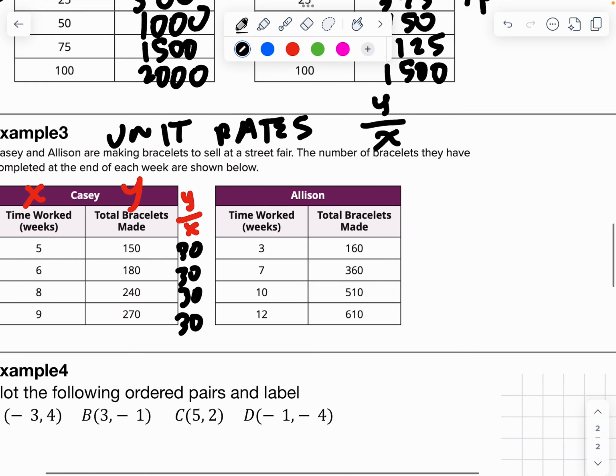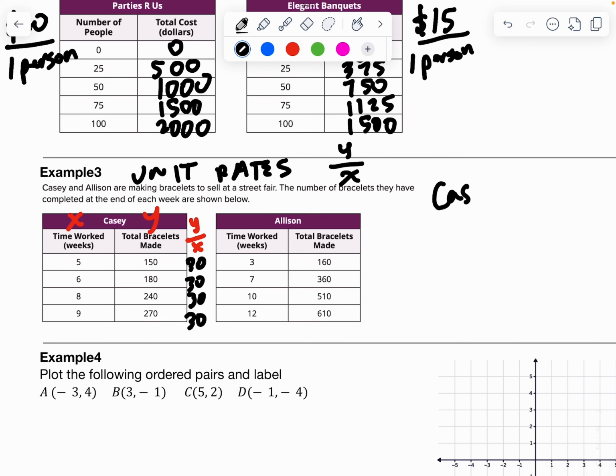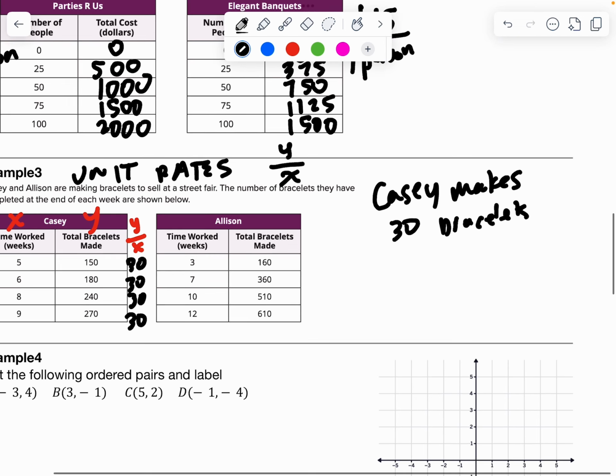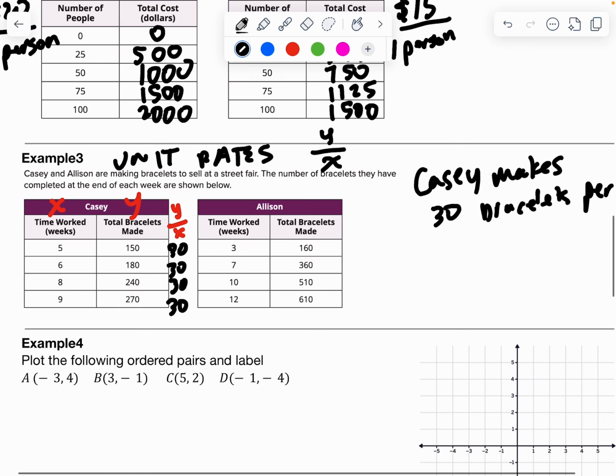So we could come over here and say, Casey makes 30 bracelets per hour. Pardon my handwriting there, it didn't work out real well. So now let's look at Allison. Allison's data looks a little funky to me. So I'm not sure if Allison makes a constant unit rate.